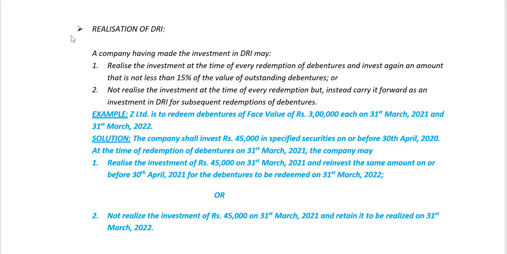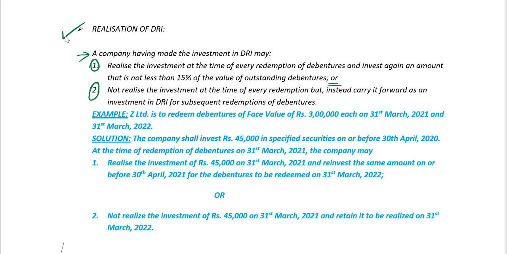We'll move on to the realization of debenture redemption investment. A company having made the investment in DRI may, 1. Realize the investment at the time of every redemption of debentures and invest again an amount that is not less than 15% of the value of outstanding debentures, or 2. Not realize the investment at the time of every redemption, but instead carry it forward as an investment in DRI for subsequent redemptions of debentures.